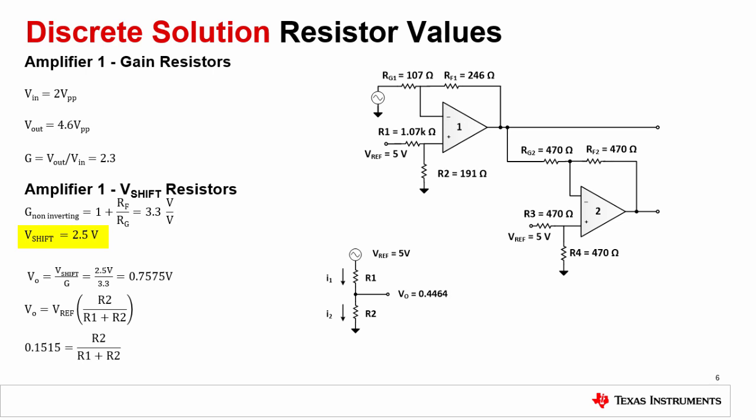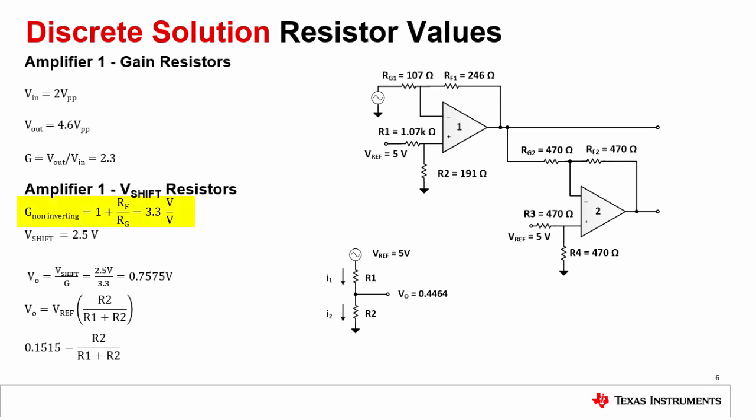In this example, shifting our output voltage by 2.5 volts will allow our output to swing from 0.2 volts to 4.8 volts. We can shift our output voltage by connecting the ADC's voltage reference to the non-inverting side of each amplifier, and then use a voltage divider.